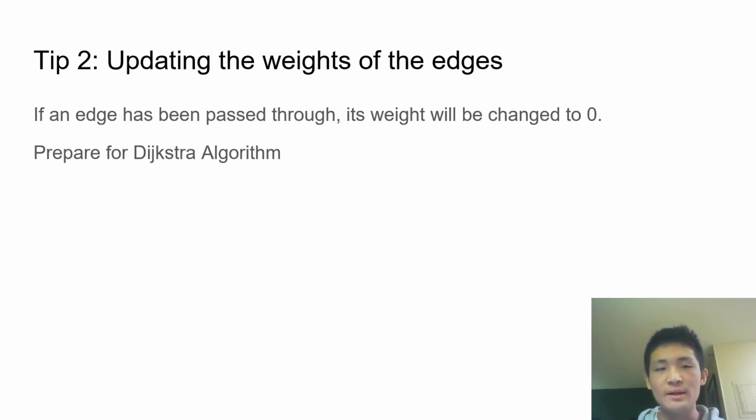The second tip is updating the weights of the edges. If an edge has been passed through, its weight will be changed to 0. This step is a preparation for the Dijkstra algorithm in the next step.